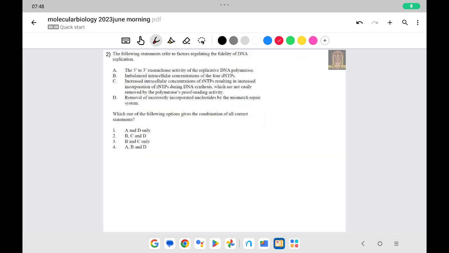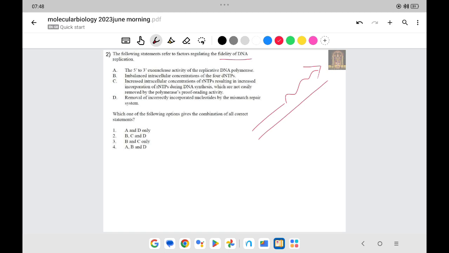So here are some statements regarding the fidelity of DNA replication. At first, we have to understand what is the fidelity of DNA polymerase. This is the property of DNA polymerase, and this defines how accurately it is incorporating the nucleotide when it is doing its activity during the DNA replication.